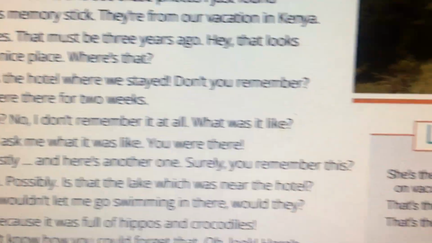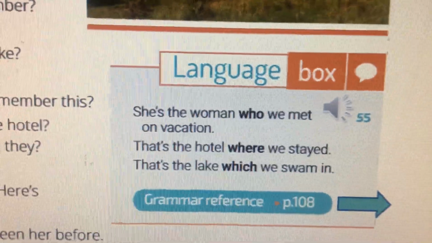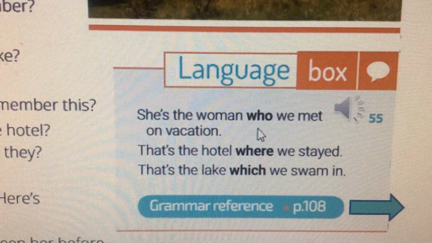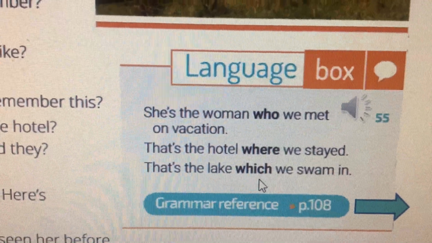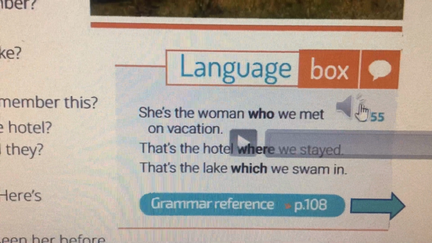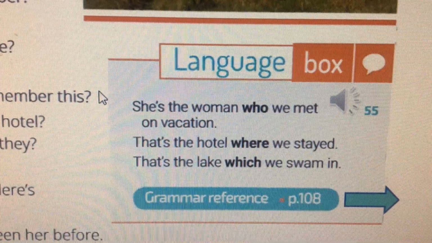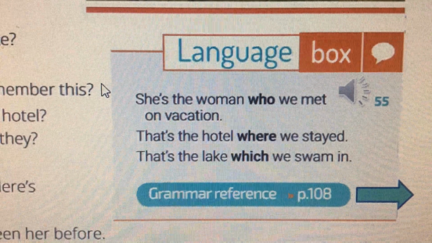And let's take a look at the language box. And you see those words. Who, where, and which. So let's listen first. Unit 7, page 44, language box.